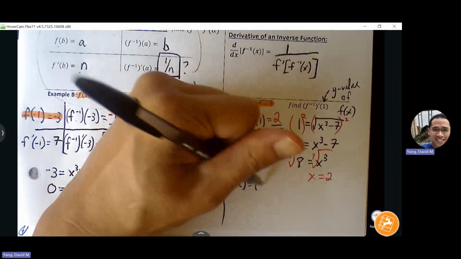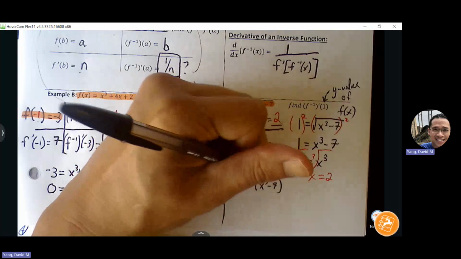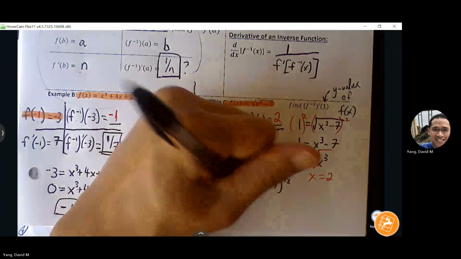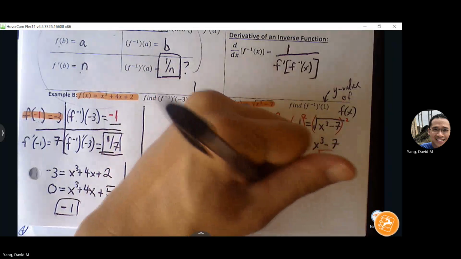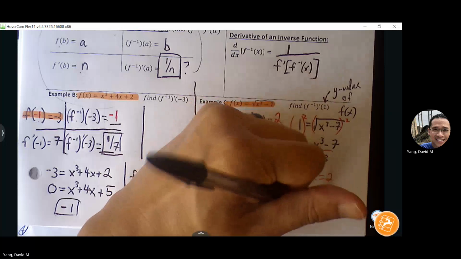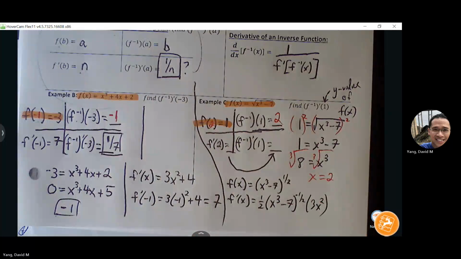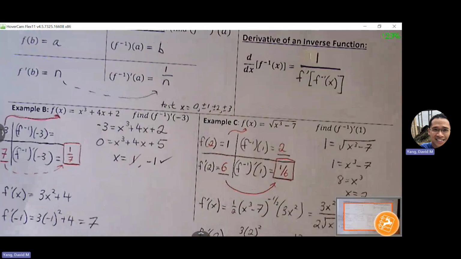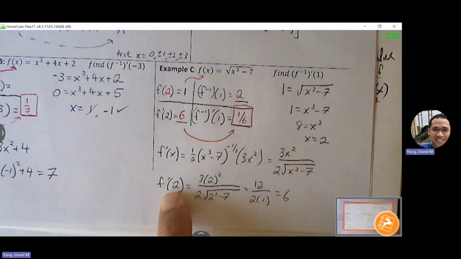But let me get this ready here. x cubed minus 7 raised to the 1/2. Guess what I need to use if I want to find the derivative here? Chain rule. Yep. Outside times inside's derivative. So f prime. Okay, we clean that up. 3/2 in front. x squared stays above. Make that a square root of x cubed minus 7. Put that in the denominator.